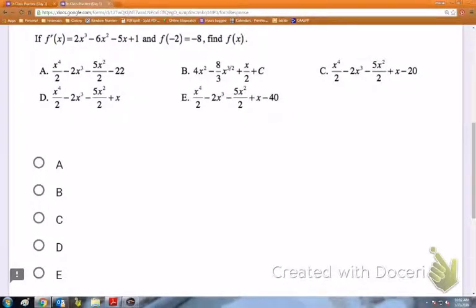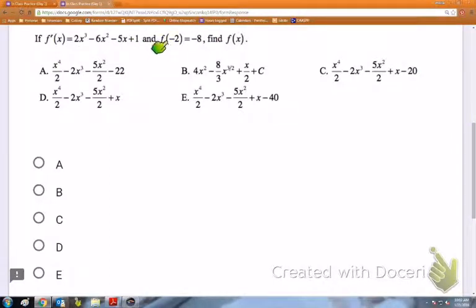For question 7, this one is exactly like the last one, but maybe even a little bit easier because we don't have any u substitutions to do. We can solve this one exactly like it is presented to us. So they said the derivative of f is this function. They said f of negative 2 equals negative 8.